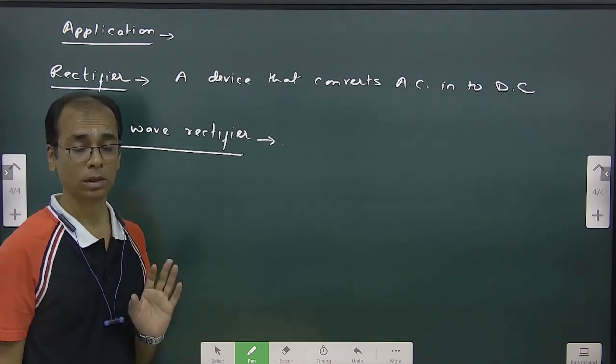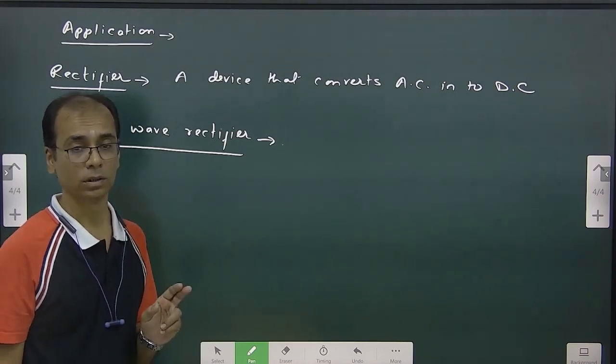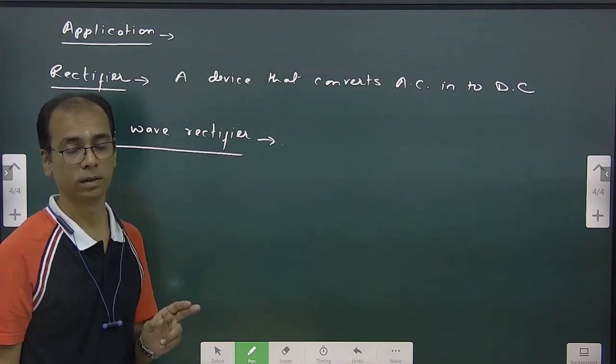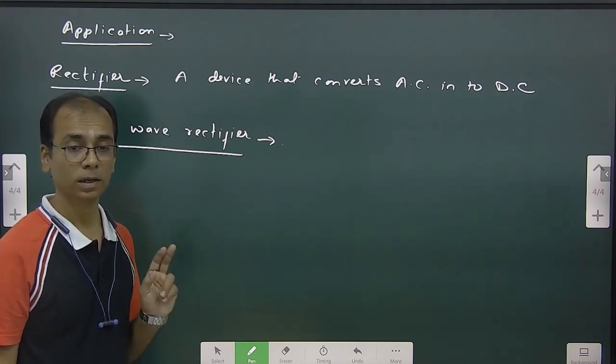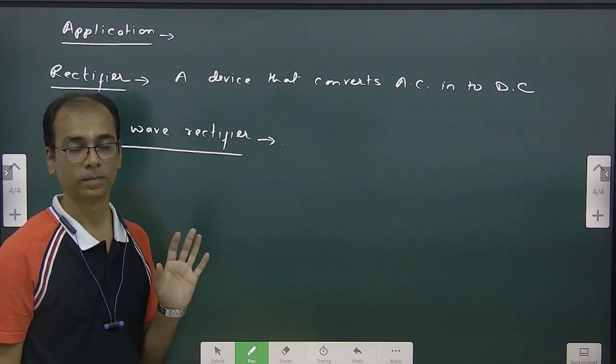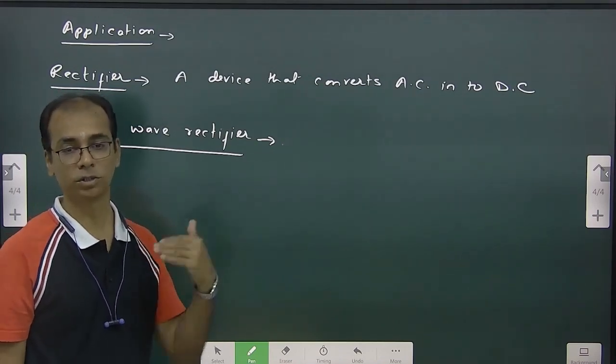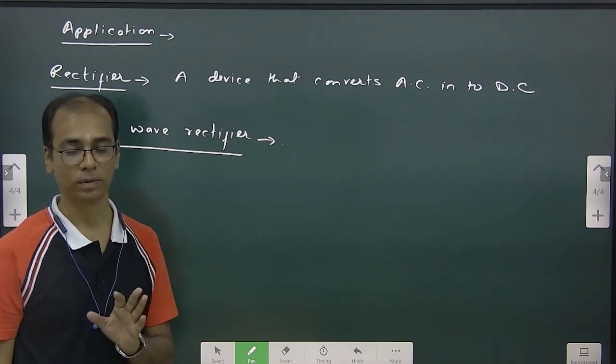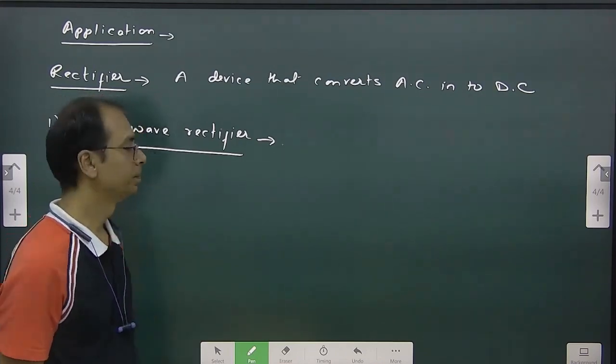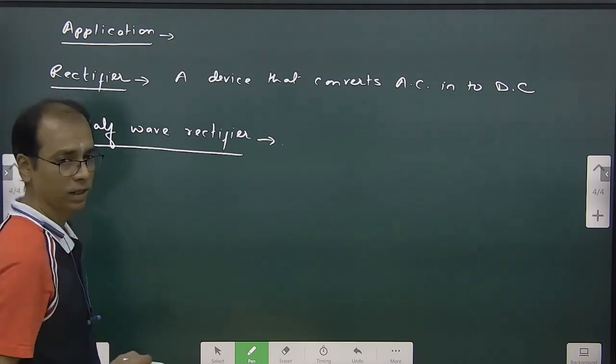DC means what? In which the fluctuation in the value of current should be along one side, not on the other side. It should not be positive and negative. Either it should be positive or it should be negative, not both. Then we will call it DC, right? Okay, so that is the half wave rectifier.